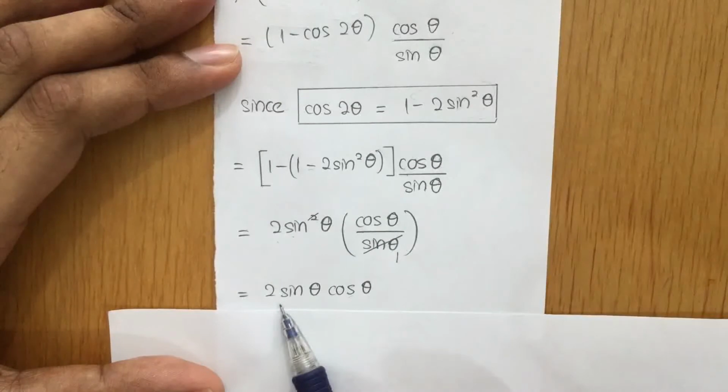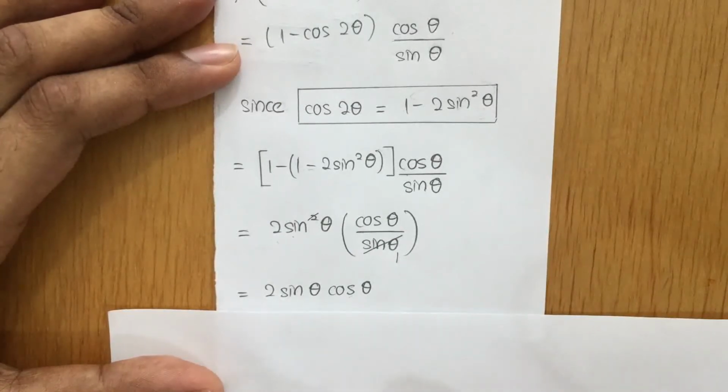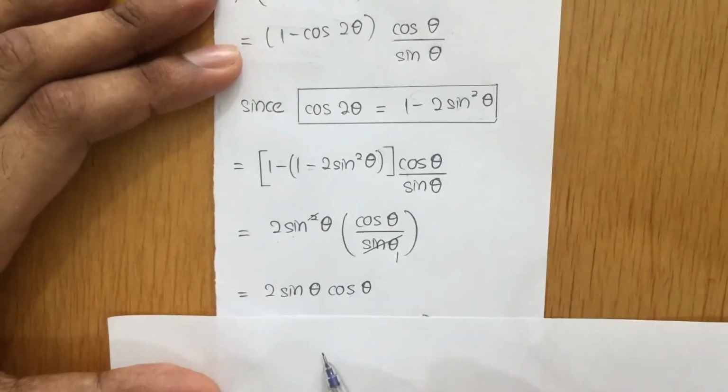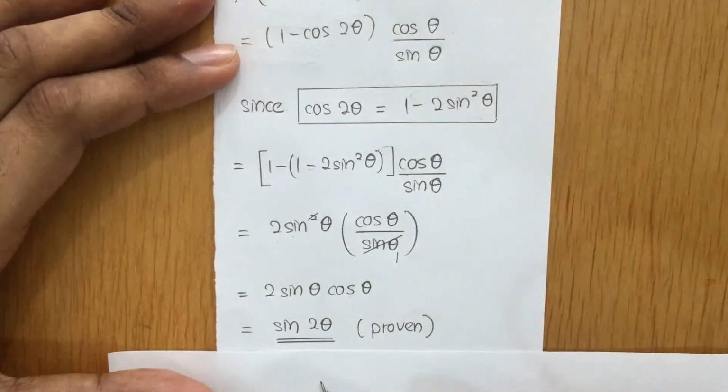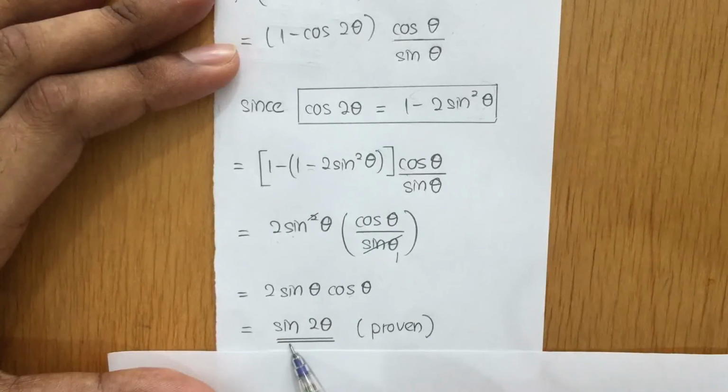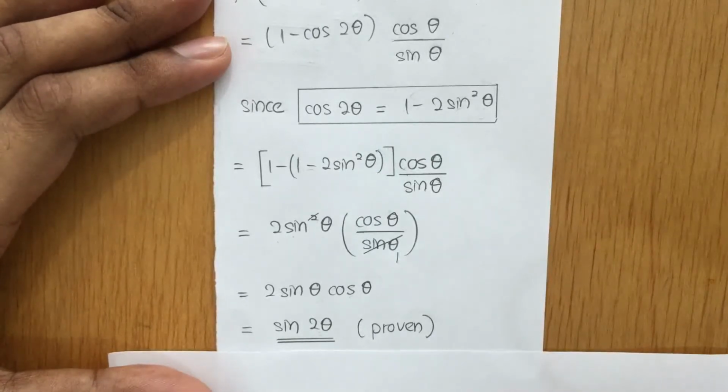So from here you get 2 sine theta cos theta. Since in the double angle relation, sine 2 theta is equal to 2 sine theta cos theta, this 2 sine theta cos theta you can reduce to sine 2 theta. So from here we know that our left hand side has been successfully proven equal to the right hand side, which in this case is sine 2 theta. Let me proceed to question part B, guys.